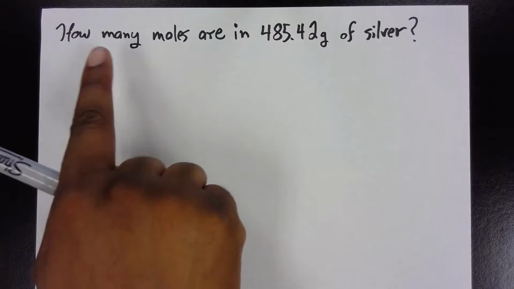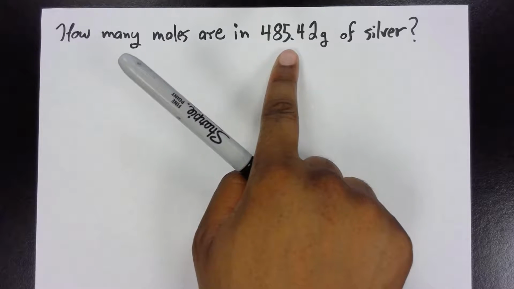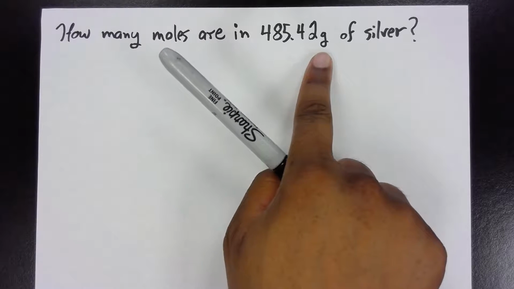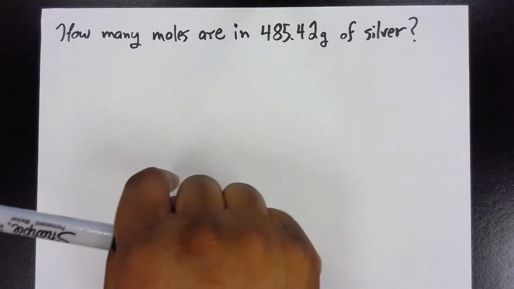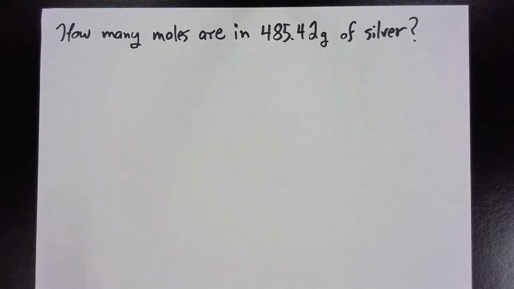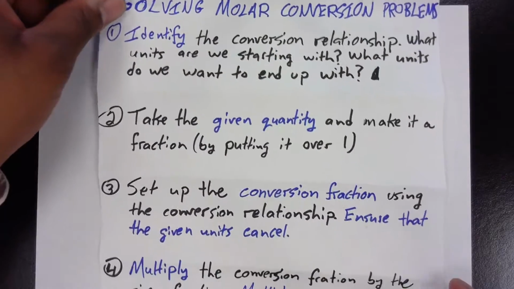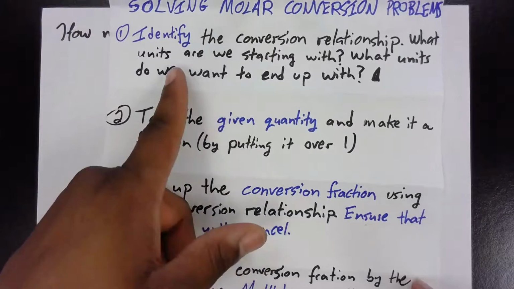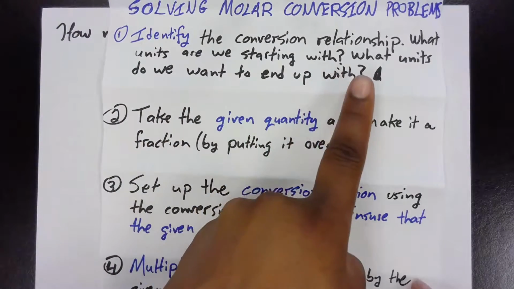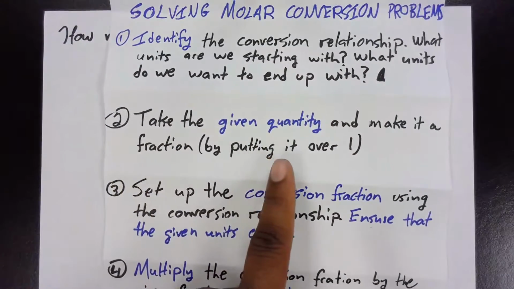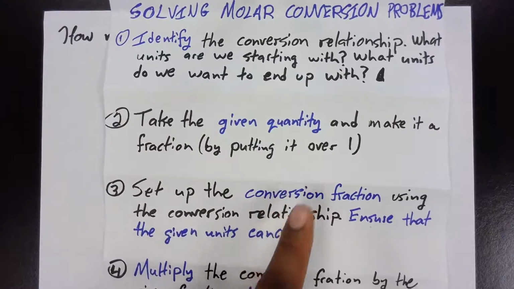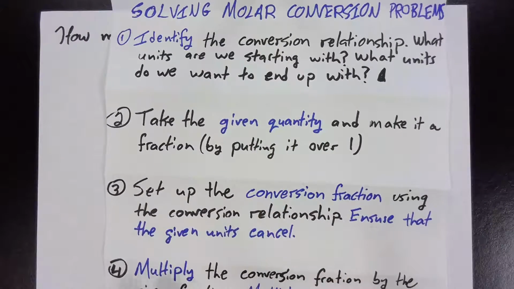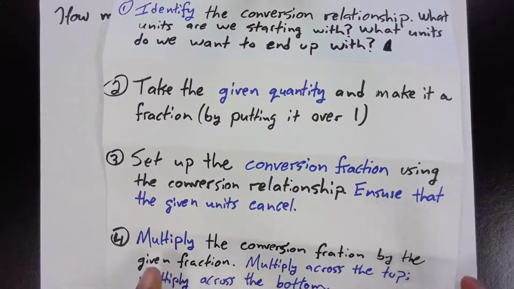How many moles are in 485.42 grams of silver by solving molar conversions. These are the steps that we're going to follow. First, we're going to identify the conversion relationship. Then we're going to take the given quantity and set it up. Then we're going to set up the conversion fraction, and then we're going to multiply and solve.